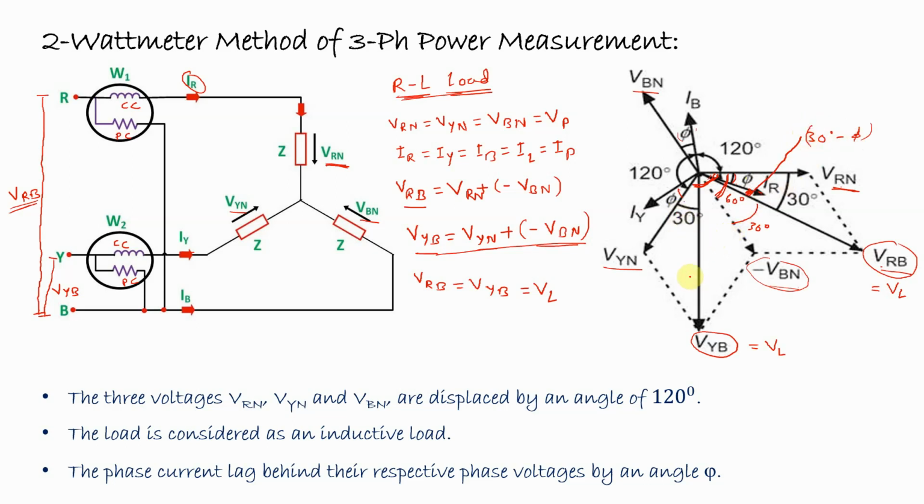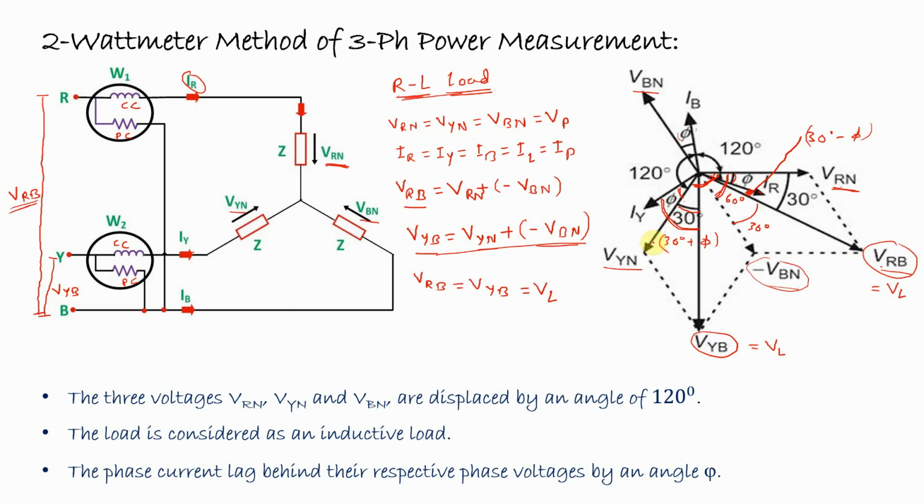Similarly, here the angle between VYN and VYB is 30 degrees. The current of the Y phase, that is IY, will lag VYN by the angle of phi. So the angle between this current and this voltage will be 30 degrees plus phi.